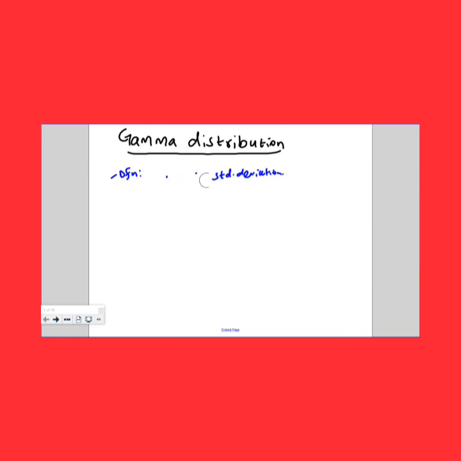So at the start, let us look at the definition. We say that y is distributed as a gamma variable with parameters alpha and beta if it has a corresponding PDF, which is the probability of y given alpha and beta, equal to beta to the power alpha over gamma of alpha, then y raised to the power alpha minus 1, exponential of negative beta y. So that is all about the definition of gamma distribution.